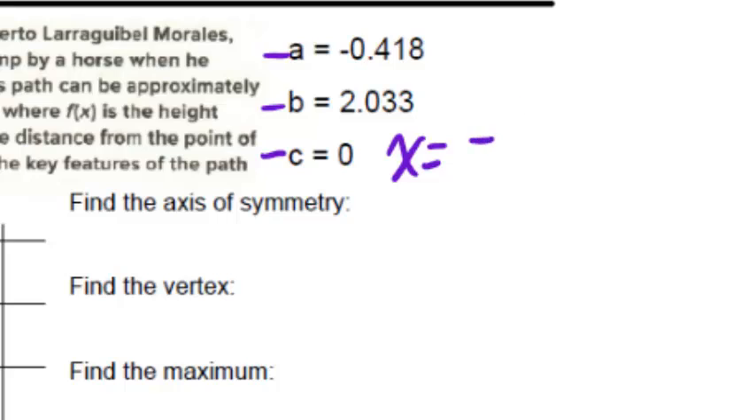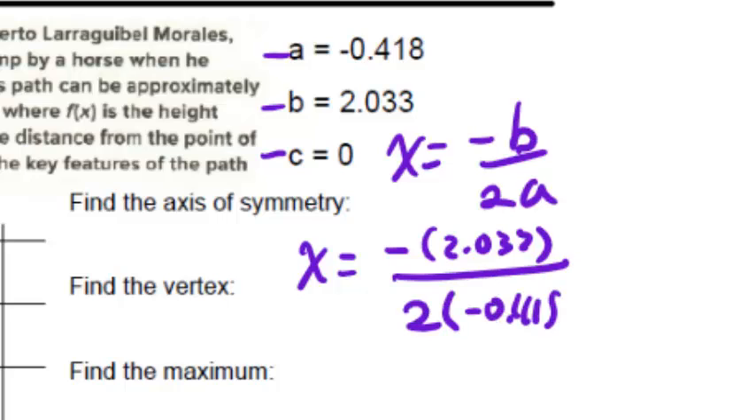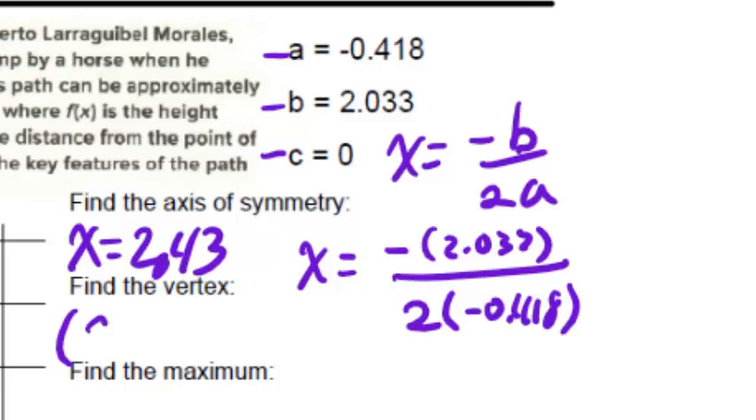They want us to identify a few key features, so the axis of symmetry. Now remember that is x equals negative b over 2a, so x is equal to negative, and the b value is 2.033, over 2 times the a value of negative 0.48. And you're going to use a calculator for this, so the axis of symmetry ends up equaling x equals 2.43. So find the vertex. So the vertex is at 2.43. That's the axis of symmetry, which is the x-coordinate of the vertex.